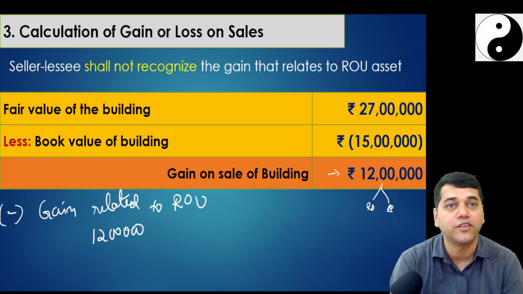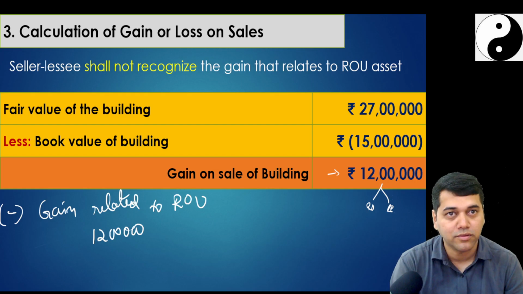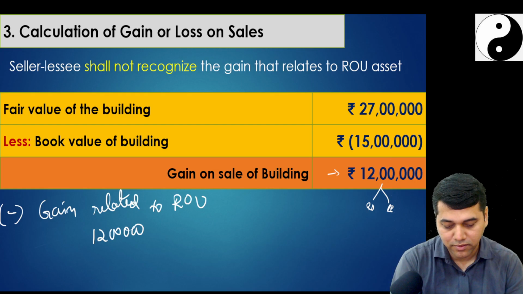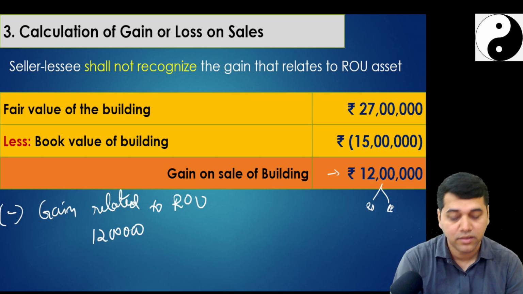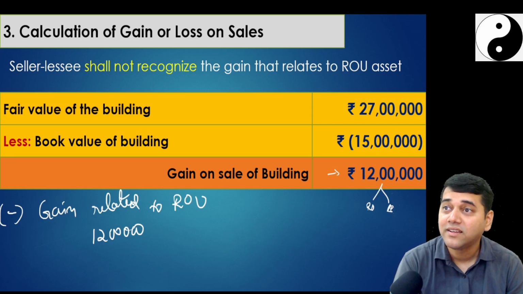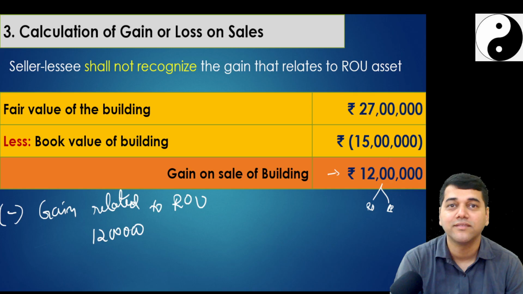9 lakh 57 is what? Allocated to whom? ROU. Okay, 9 lakh 57,000. Okay, any other numbers? 3 lakh, 2 lakh 93, 94, 83, 15.